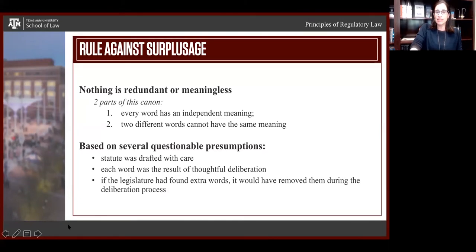But nevertheless, this is a canon that courts commonly invoke to avoid having any extra language in a statute that just kind of is ignored, that falls out, right? You want to give each word in the statute meaning.